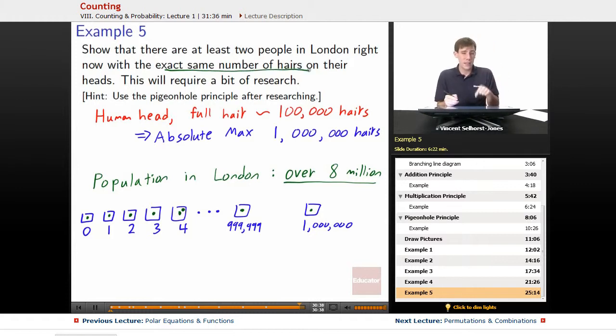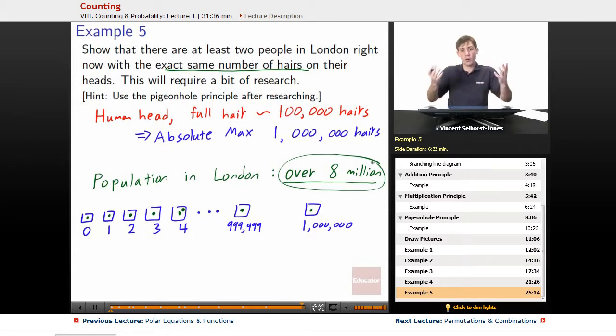We know right this moment in London, there are somewhere in there two people who have the exact same number of hairs on their head. Pretty wild. In fact, because it's over 8 million, we could show that there are in fact at least 8 people who have the exact same number of hairs on their head right this instant. Kind of surprising. I won't prove why that has to be the case, but if you think about this for a little while, you'll probably be able to figure it out on your own.